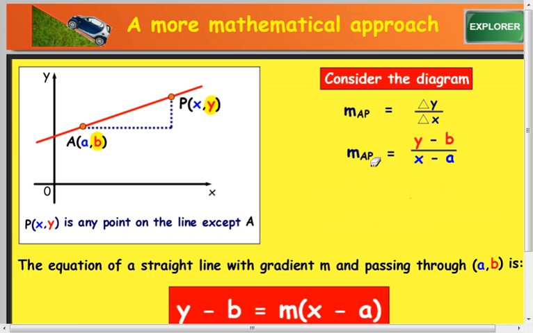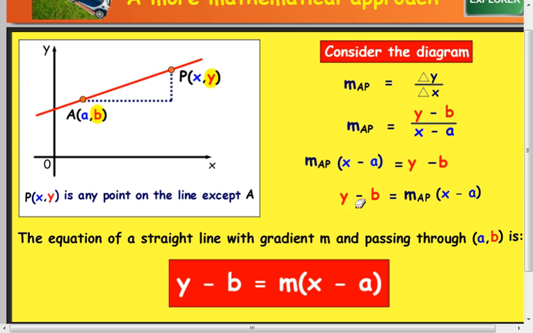Okay, so what we can do now to get rid of the fraction is basically multiply up by the value in the bottom. Now the value in the bottom is x minus a. So if we multiply both sides by x minus a, we're left with y take b here. And on this side we've got m times x take a. A wee bit of rearranging, just change the sides. Change this over to here and this over to here. And we get y take b equals m times x take a. And that's how you create that formula.